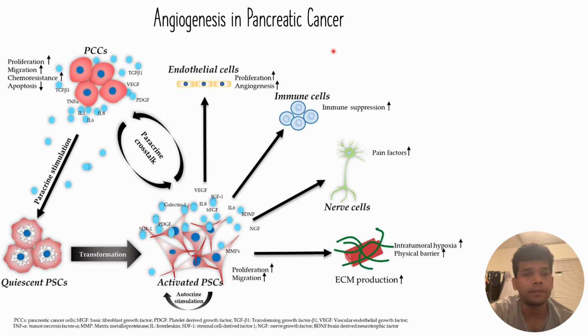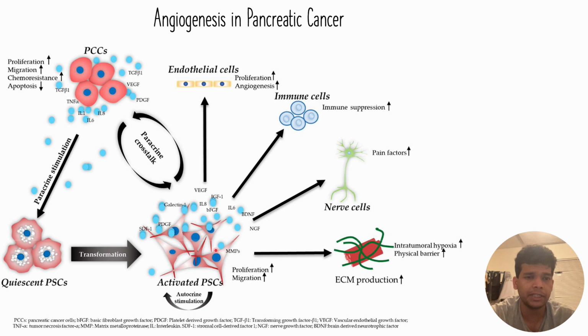One of the strategies that has been used to target solid tumors, such as pancreatic cancer, is to disrupt this angiogenesis formation, so that the nutrient supply to the tumor cells gets disrupted and they will not be able to proliferate or grow. So in this video we will cover how angiogenesis helps the pancreatic cancer to survive and proliferate.